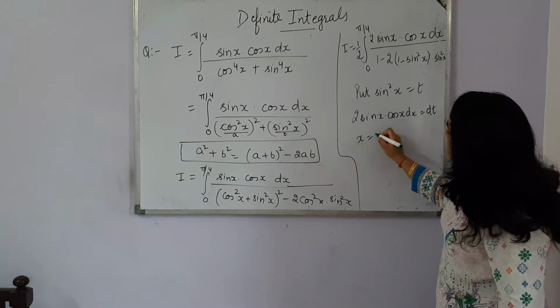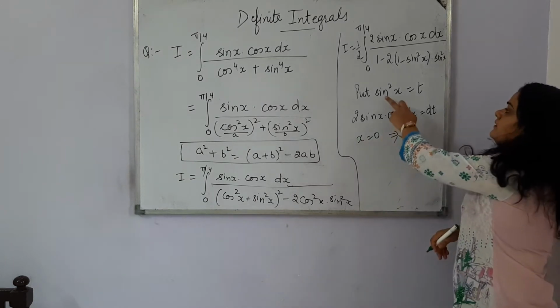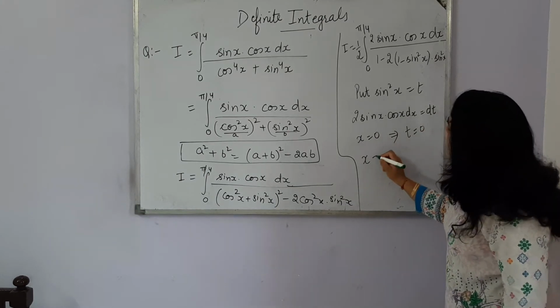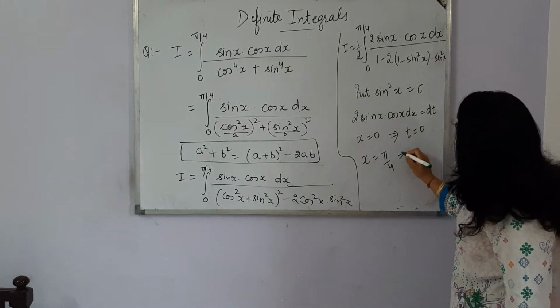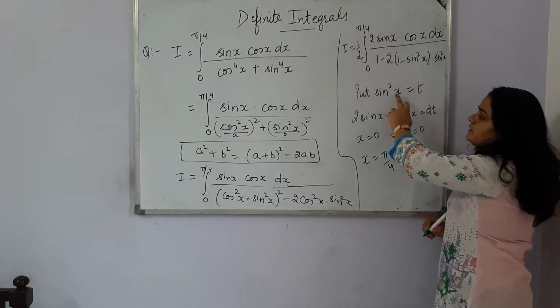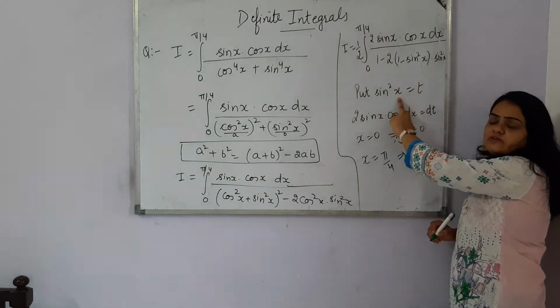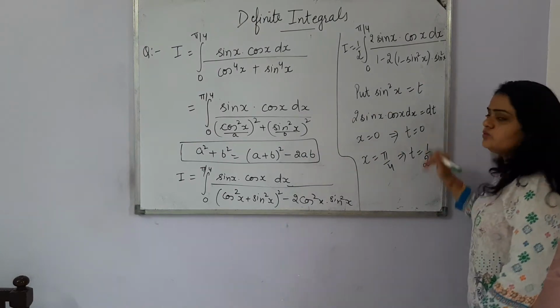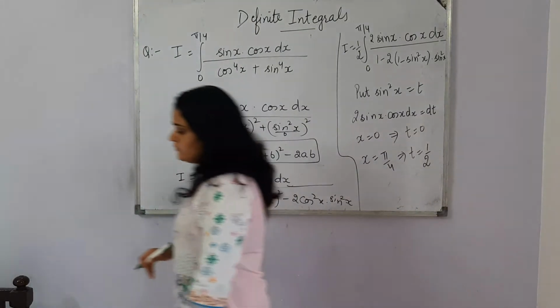If x is 0, sin 0 is 0, then t is also 0. If x is pi by 4, then substituting, sin pi by 4 is 1 by root 2, and 1 by root 2 square is 1 by 2. The limits are 0 to 1 by 2.